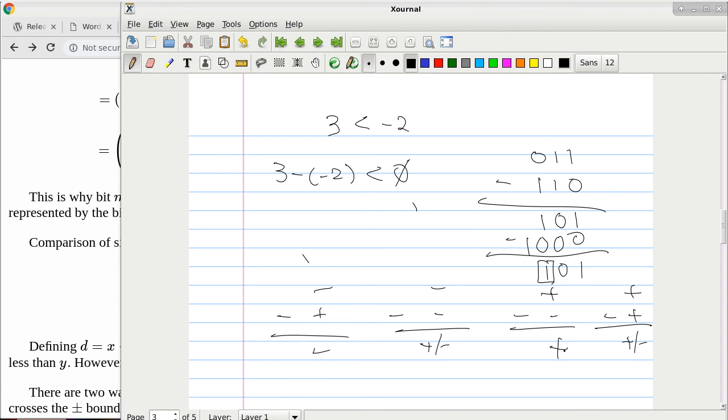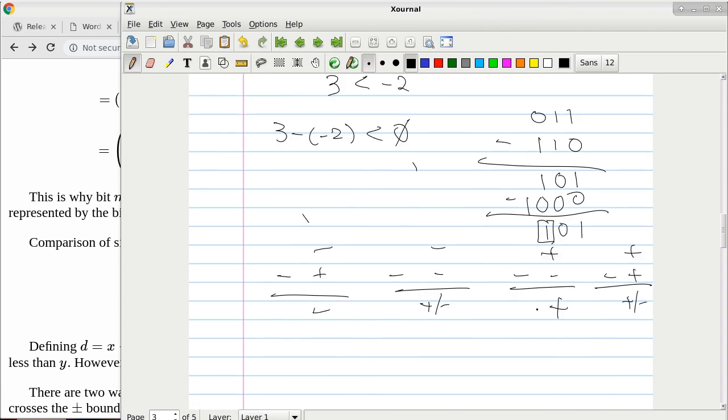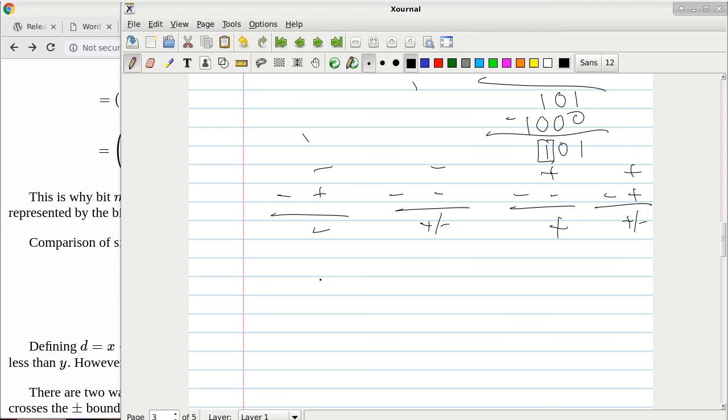So let me move this up a little bit. So negative value minus positive value ending up with a positive value, overflow. What about the other one? This one over here. Positive value minus negative value ending up with a negative value. Once again, we have overflow. This is how we can determine after a subtraction whether we have an overflow situation or not. Okay?